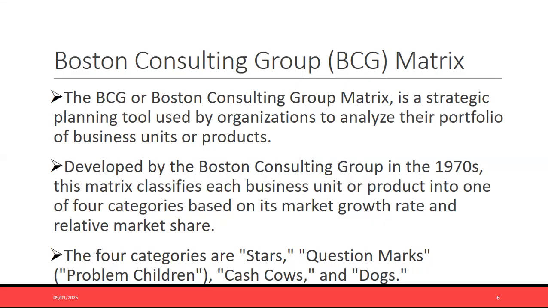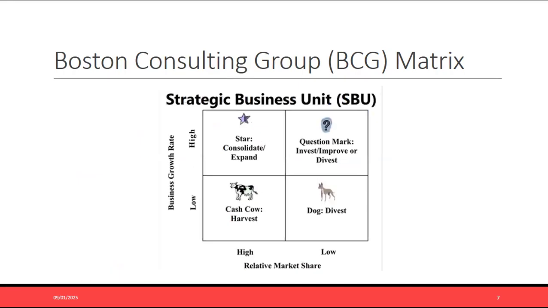So another name for the question marks is problem children. So you can either see question marks or problem children. So stars, problem children, cash cows and dogs, or stars, question marks, cash cows and dogs. So you realize that for each of your product lines or for each of the business units, they are likely to fall in one of these categories. Okay. So this is how the BCG matrix looks like.